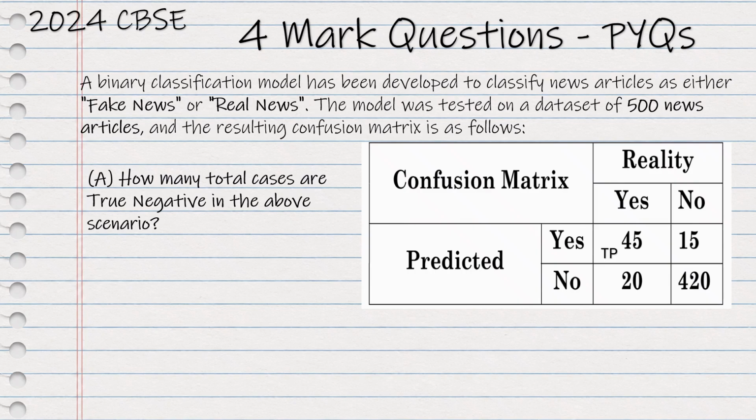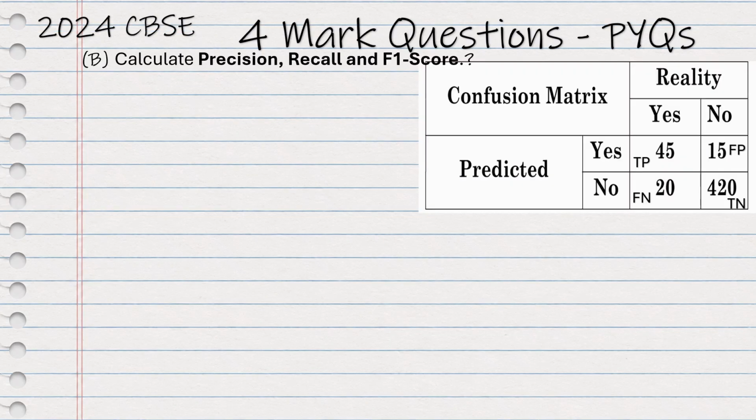If we see the matrix again, true positive 45, false positive 15, false negative 20 and true negative 420. Here the true negative is asked, and it is very clear that true negative cases are 420. And in this question, calculate precision, recall and F1 score.